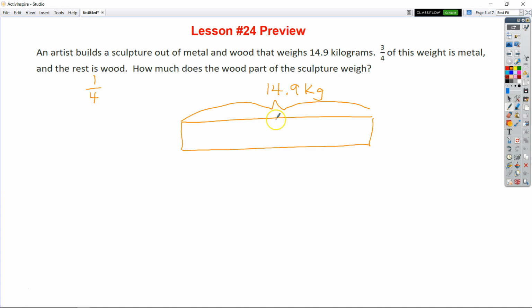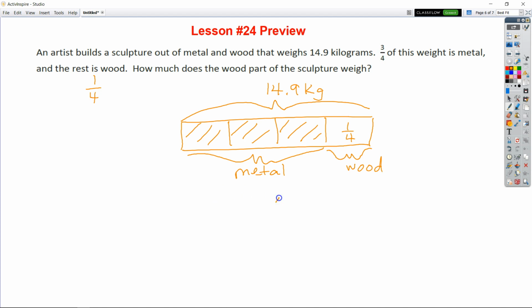14.9 kilograms. We know that the first 3/4, 1, 2, 3/4 is metal. That's the metal, and the rest is wood. That's the 1/4 is wood. It says, how much does the wood part of the sculpture weigh? So we need to find out if 1, 2, 3, 4, we have 4/4.